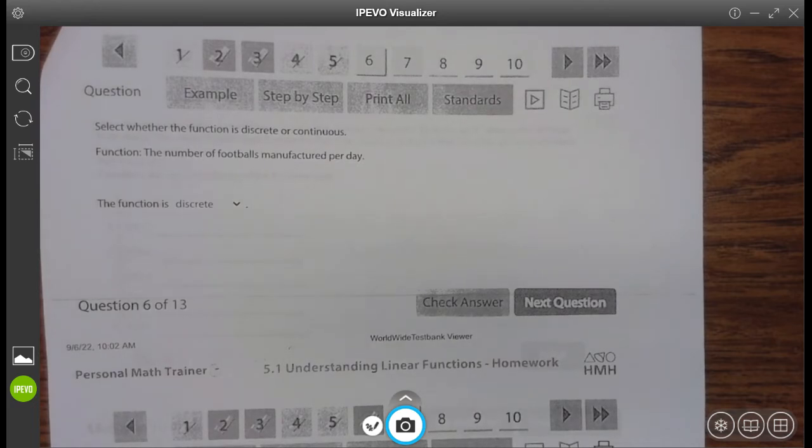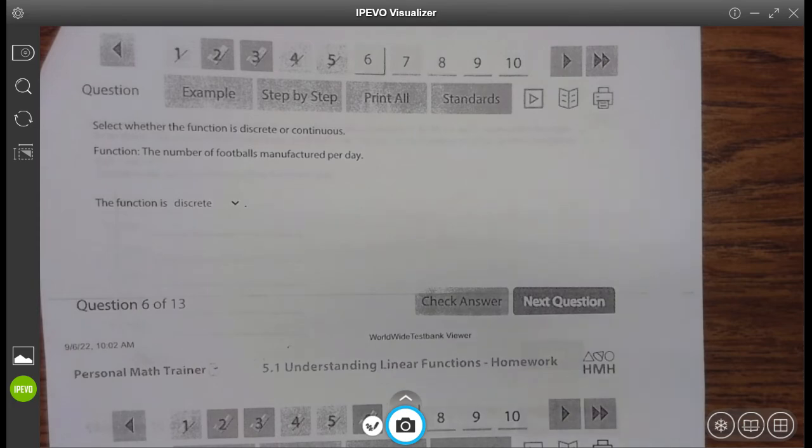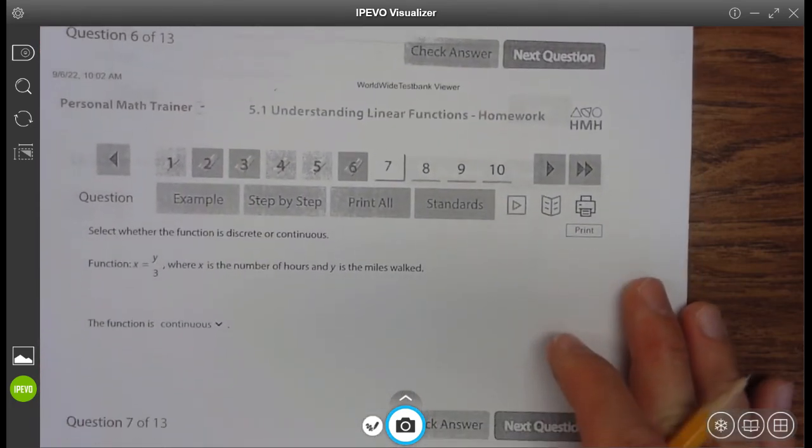Example 6. Select whether the function is discrete or continuous. The function, the number of footballs manufactured per day. The function is discrete because you can't have a half or a third of a football. You only have whole footballs. Okay? All right, let's take a look at the next example.